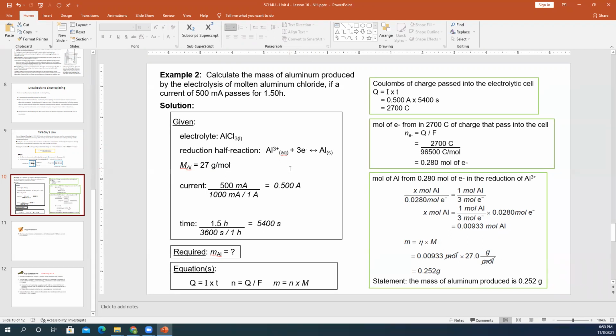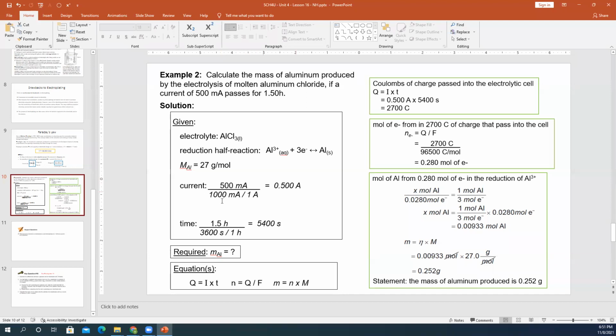So the molar mass of aluminum is 27 grams per mole, and you can find that on the periodic table. There's nothing magical about it. You just look up the relative molar mass of aluminum and the current that is being applied. The current is 500 milliamps. So we have to convert this 500 milliamps to amps.